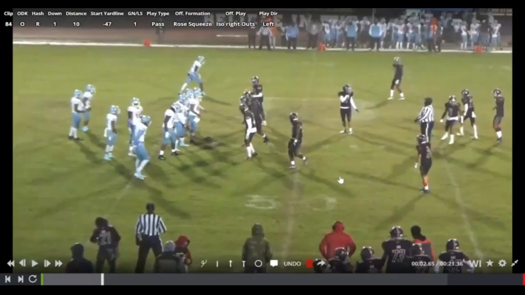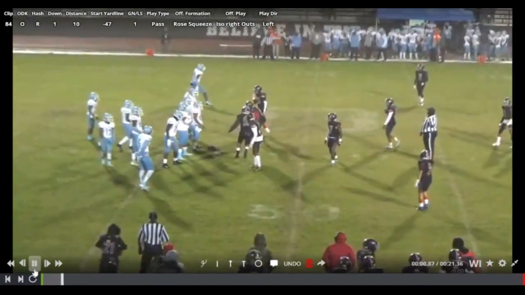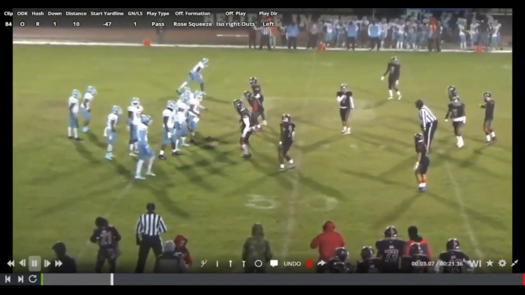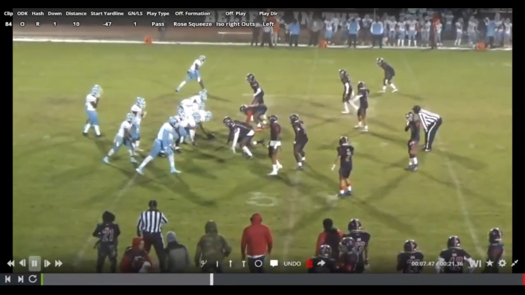This is what I call anatomy of RPO. I did this before, people liked it, so I'm doing it again to talk about RPOs. Here we go, starting on this RPO. This is supposed to be formation stripped to the boundary, as you see.